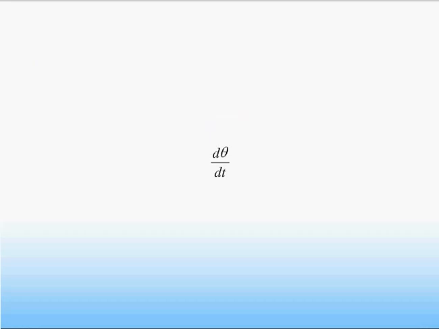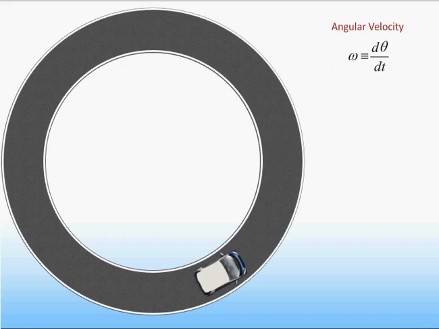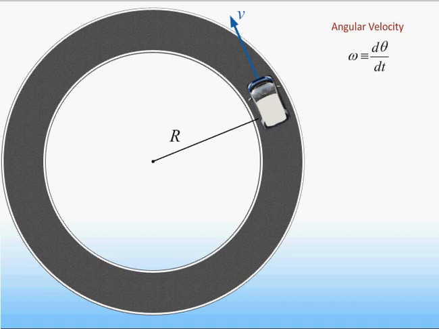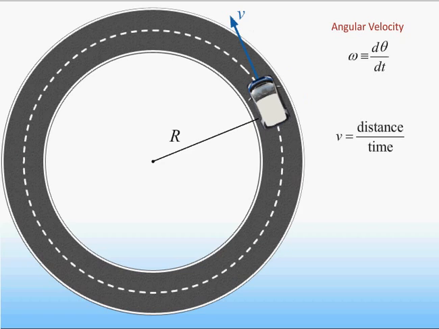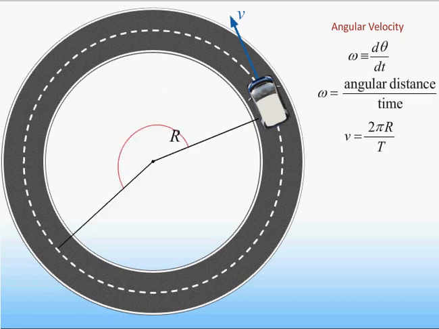The time rate of change of theta, d theta dt, is called the angular velocity and is usually denoted by the symbol omega. This angular velocity can be determined from the speed v and the radius r that defines a particular uniform circular motion. Namely, the speed is just equal to the distance the car goes in one revolution, the circumference of the circle, divided by the time it takes to make one revolution, the period. Now, the angular velocity is equal to the total angular distance the car travels, 2 pi radians, divided by the time it takes to make one revolution, the period.